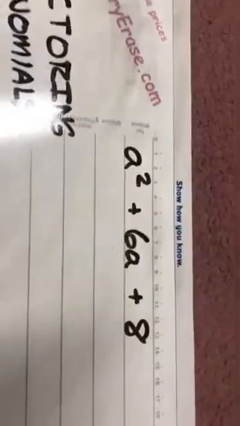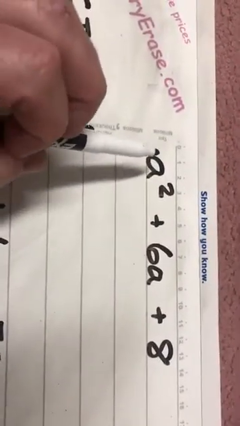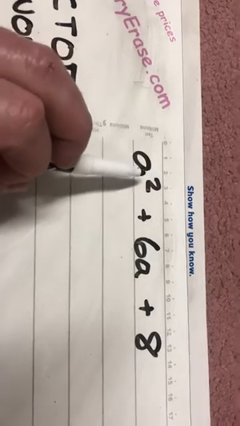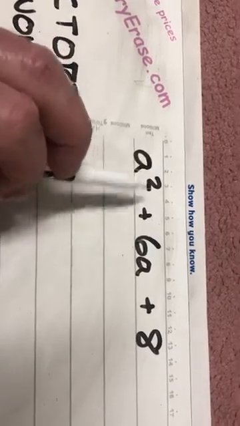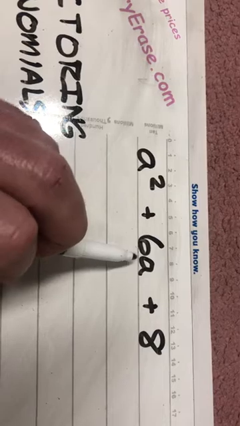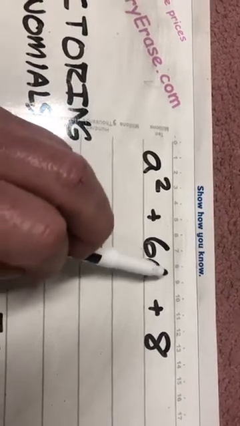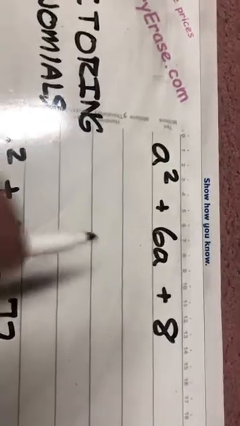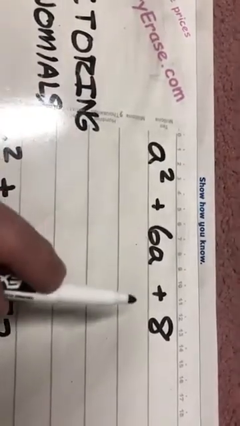So, here we go. Now, first of all, when we factor, everything is going to be in this form. This first one is something squared. This one, same variable, but no exponent. This third one, just a number term. A squared plus 6a plus 8.